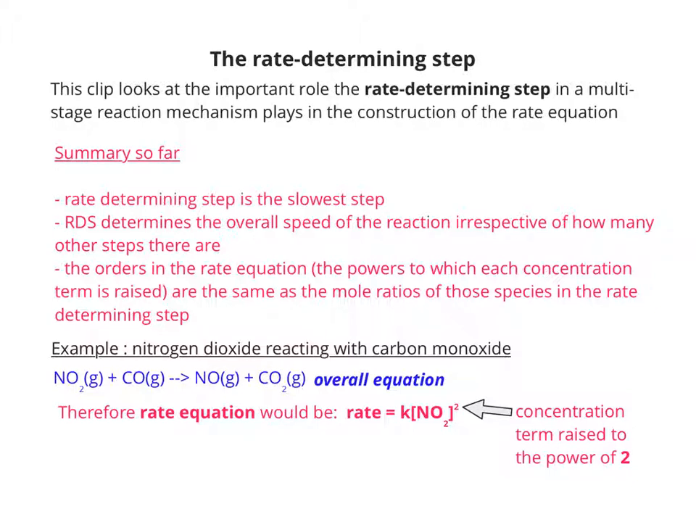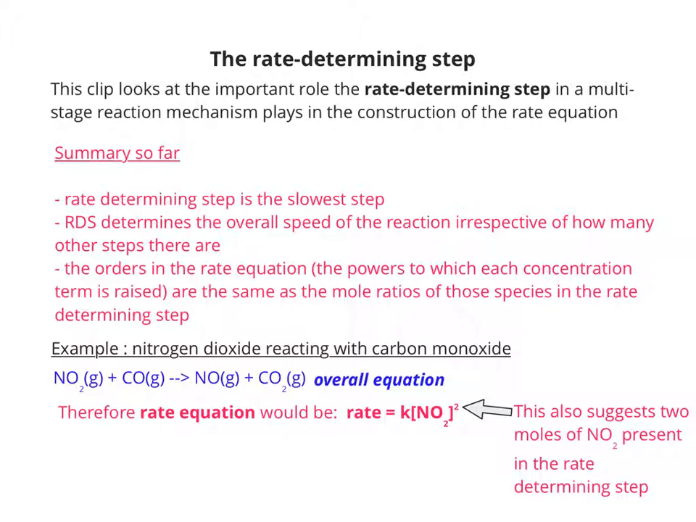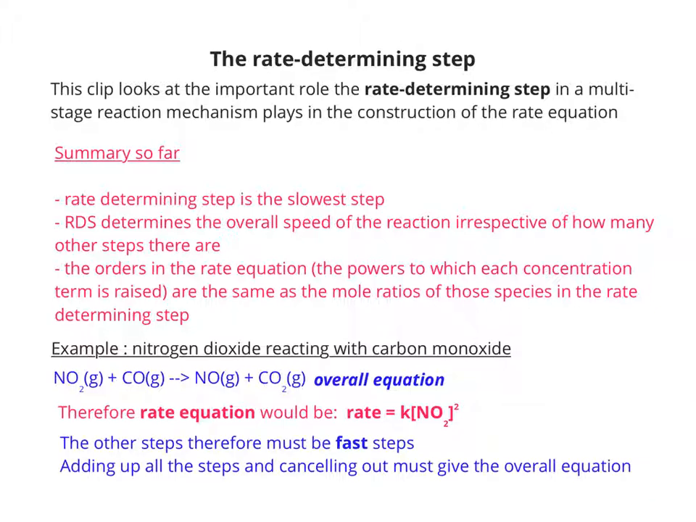So we'll be able to work out from this that the rate equation is rate equals k times the concentration of NO2 squared. And the concentration term is raised to the power of 2 because that means it's second order. And we can also deduce from this that there's 2 moles of NO2 present in the rate determining step. So the other steps must be fast steps, and if you add up all the steps together and cancel out as you go, you must end up with the overall equation.